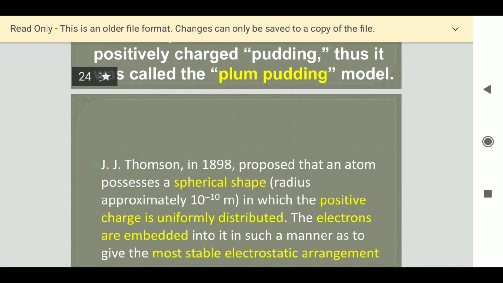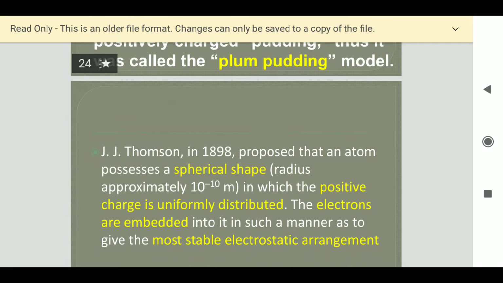J.J. Thomson in 1898 proposed that an atom possesses a spherical shape with a radius of about 10 to the power minus 10 meter, in which the positive charge is uniformly distributed. The electrons are embedded into it in such a manner as to give the most stable electrostatic arrangement.